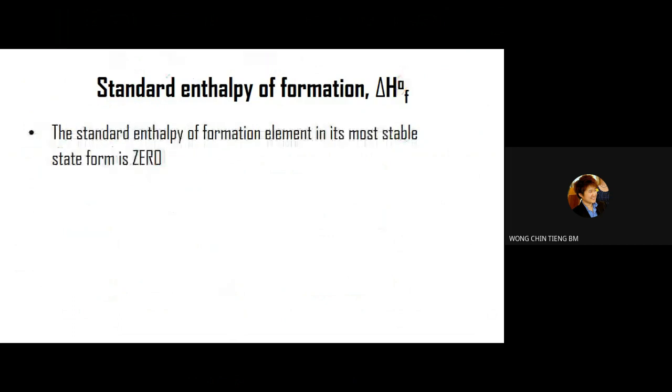Next, the standard enthalpy of formation for elements is zero. Why is the standard enthalpy of formation of an element zero? Say we have Na. We agree that Na is an element. And if I write the enthalpy of formation of Na, it will be equal to zero. Why? Because it is pure. Because it is already stable? Many things in the world are stable. Aren't the clothes you wear stable? But they are not elements.